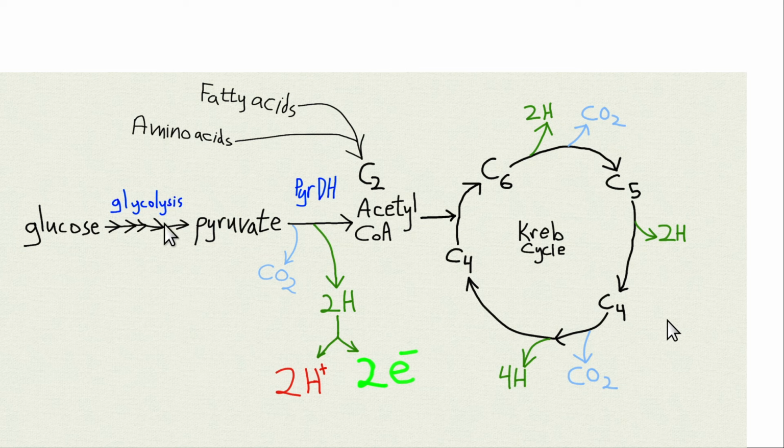Glucose goes through glycolysis, and that only makes 2 ATPs, which is hardly anything. This is anaerobic metabolism, done without oxygen. The pyruvate, if there's no oxygen available, would be converted to lactate, and that anaerobic metabolism is called fermentation. So fermentation is metabolism of glucose without oxygen.